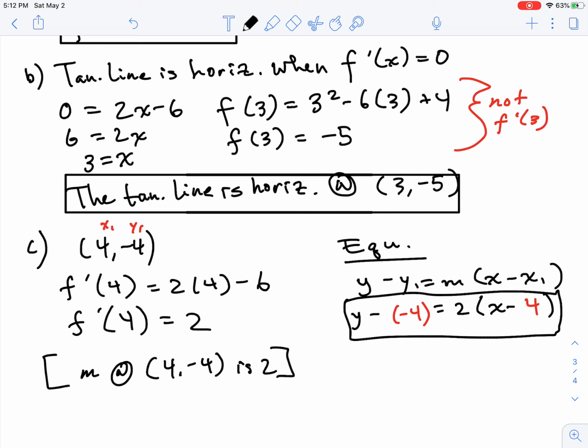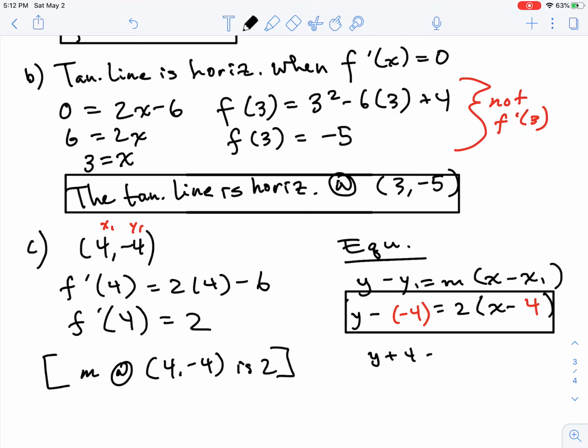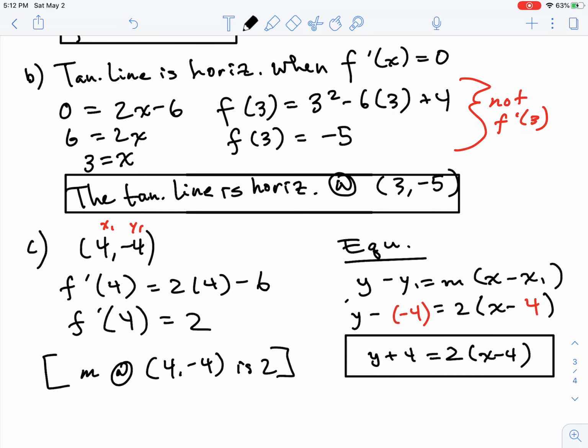Okay, so here is the equation of our tangent line. Doesn't want to listen. There it is. Okay, and there's nothing that says that we have to write this in slope-intercept form. I mean, I guess if I really wanted, I could clean this up and just write y plus 4 is equal to 2 times x minus 4. And let's actually just take this and move it down there. All right, so there's our tangent line equation in point slope form.